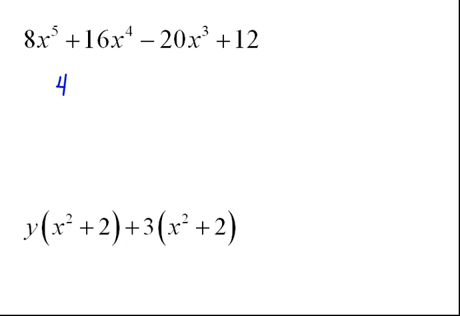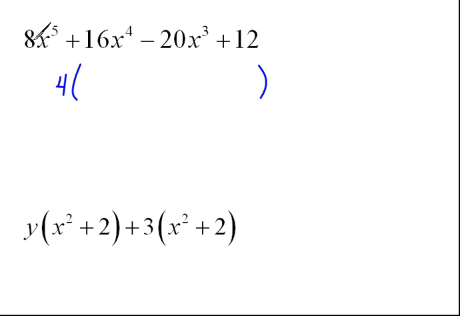Now what about letters? We have x's, x's, x's, no x's. So they do not have a variable in common. And remember, it has to be in all the terms, otherwise you can't deal with it. Alright, so let's finish out the reverse distribution.